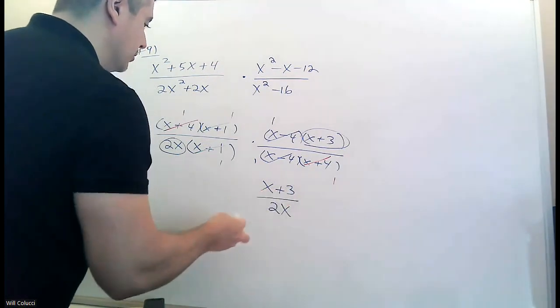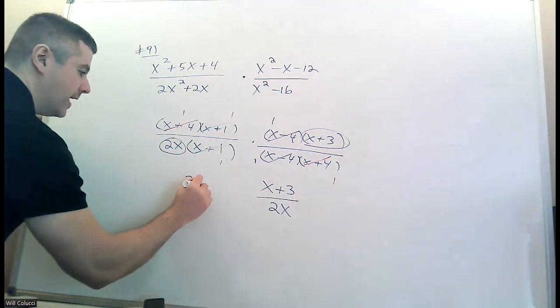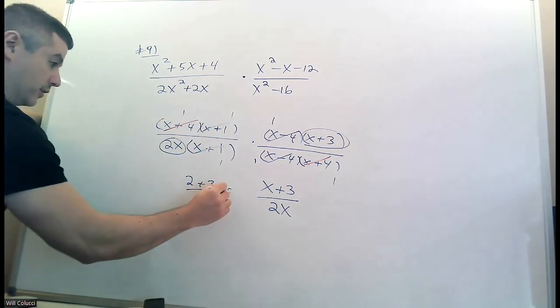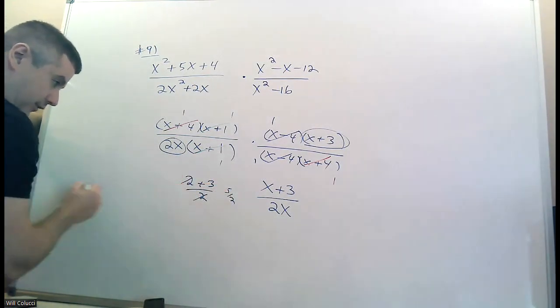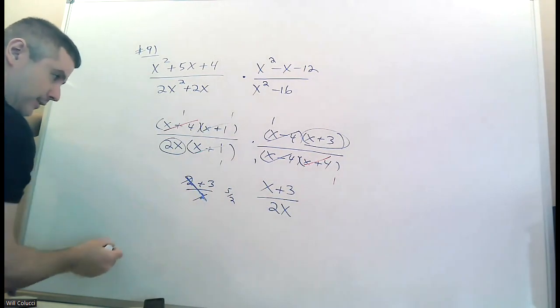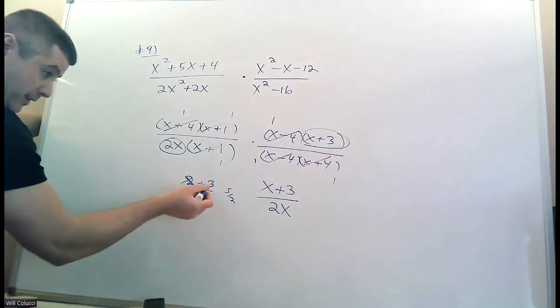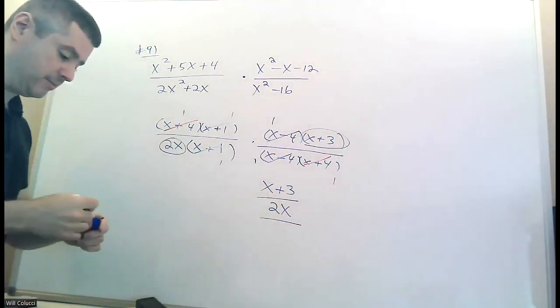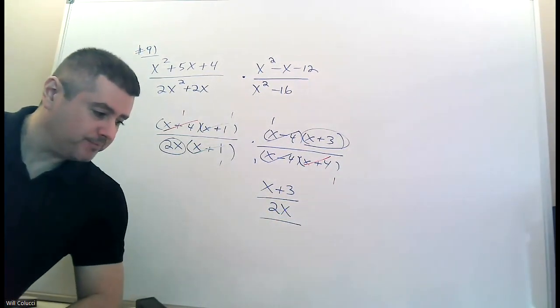This one is easier to show you with numbers. If I had 2 plus 3 over 2, this is 5 over 2. If you cross out the 2's, 5 divided by 2 is not 3. So it just doesn't work, right? That's what you get.